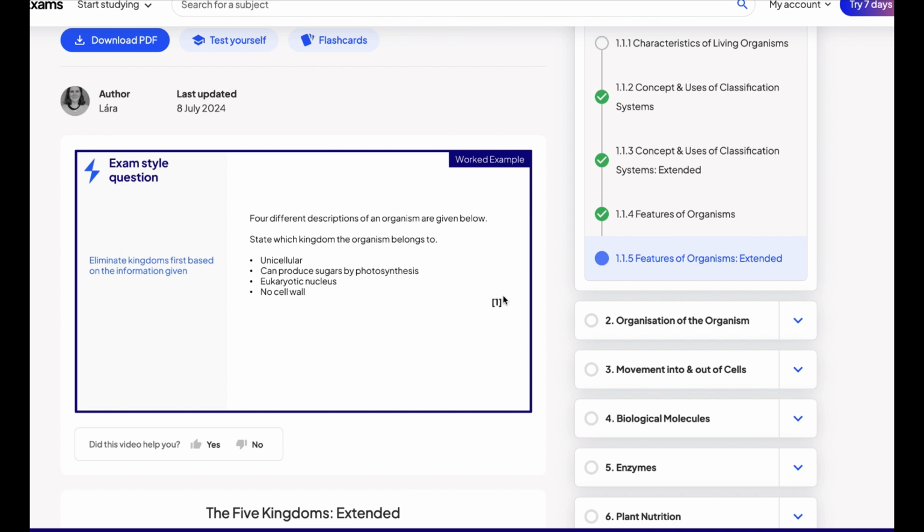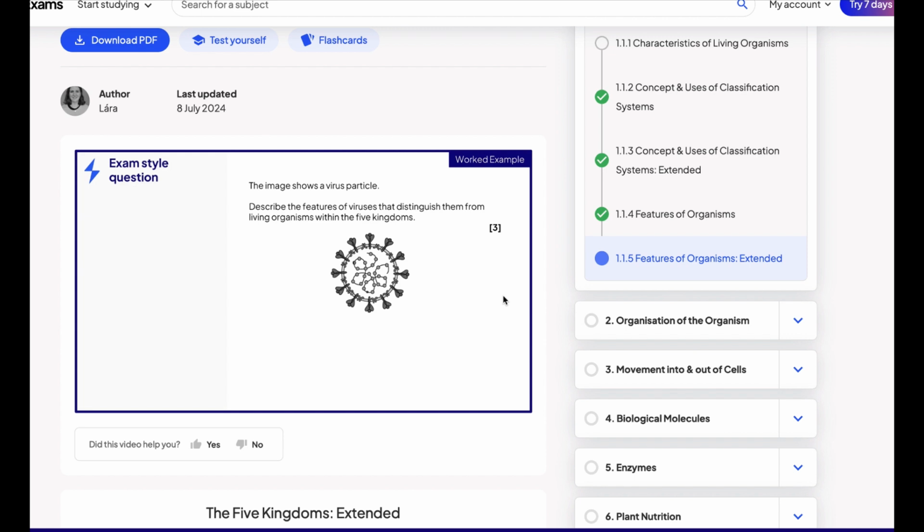So we can eliminate the plant and animal kingdoms as it is unicellular. We can eliminate prokaryotes as it has a nucleus. And we can also eliminate yeasts as it does not have a cell wall. That leaves us with protoctists as our answer.